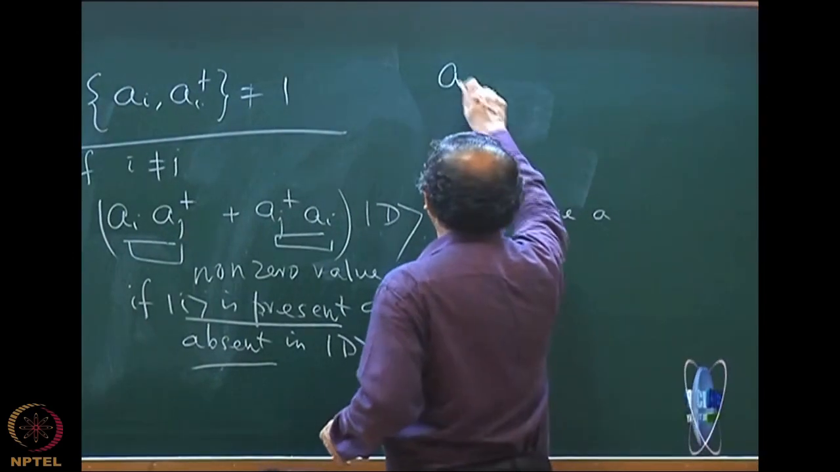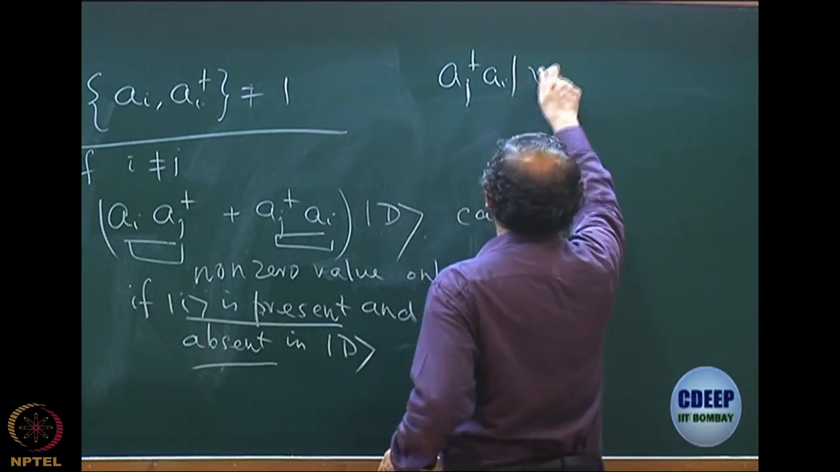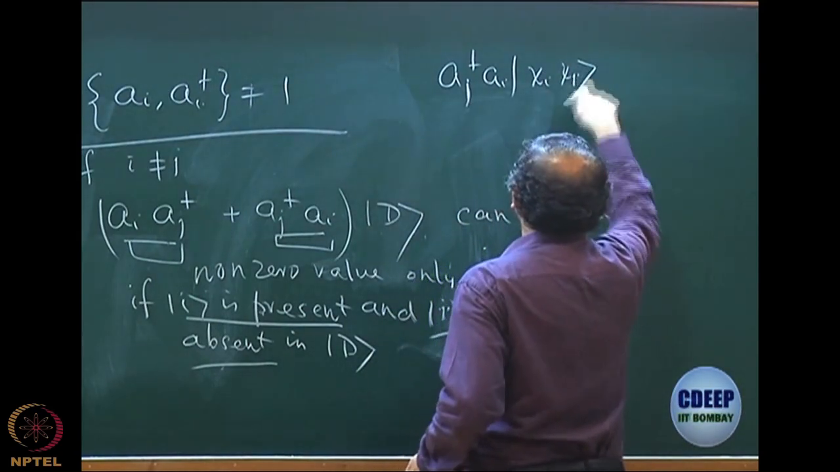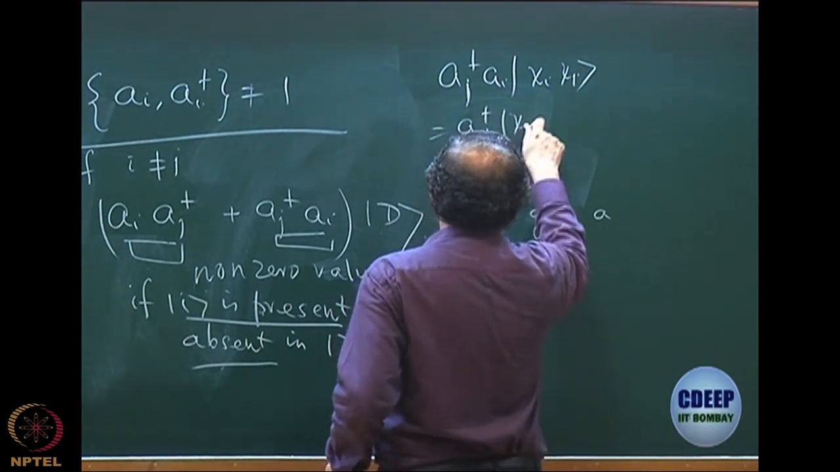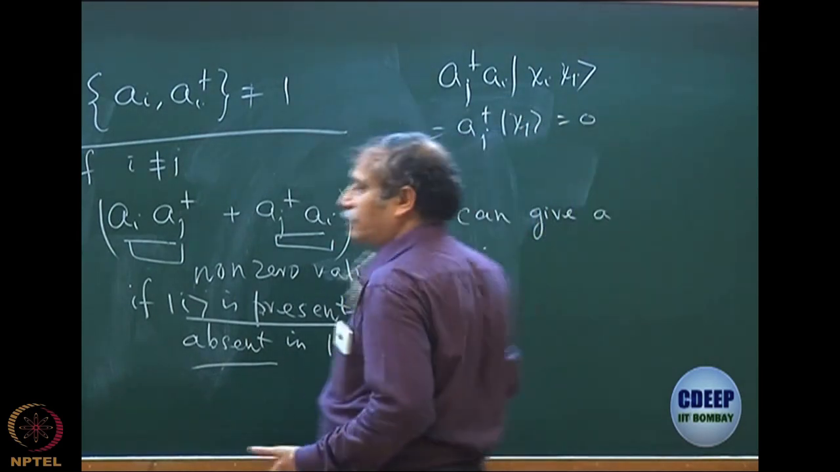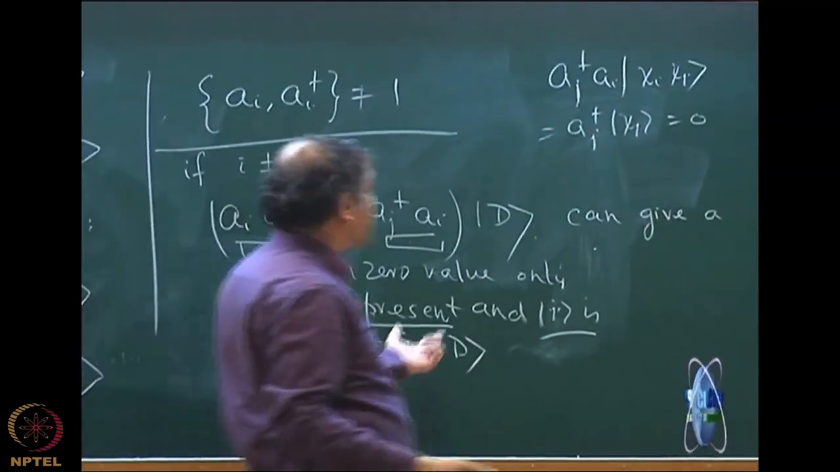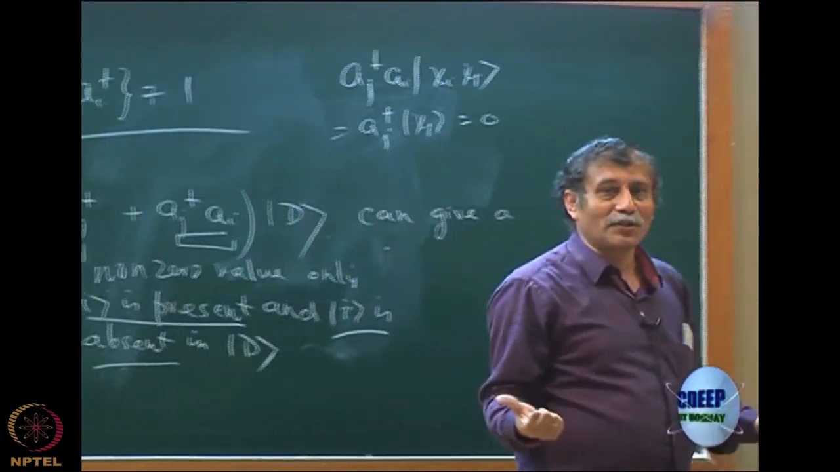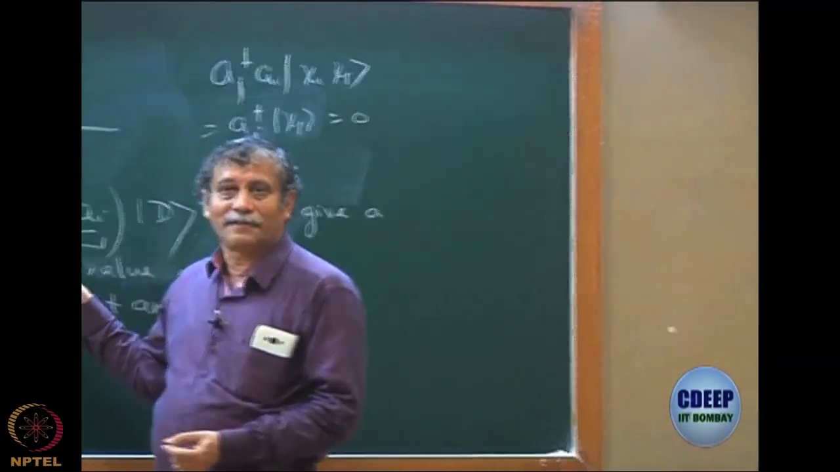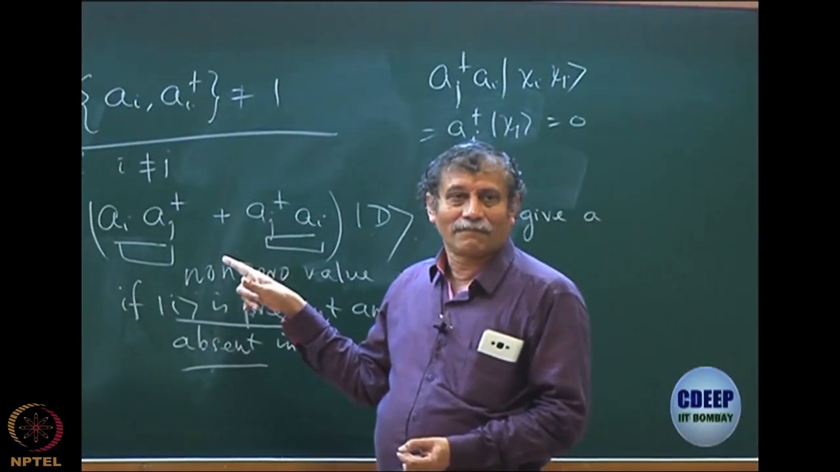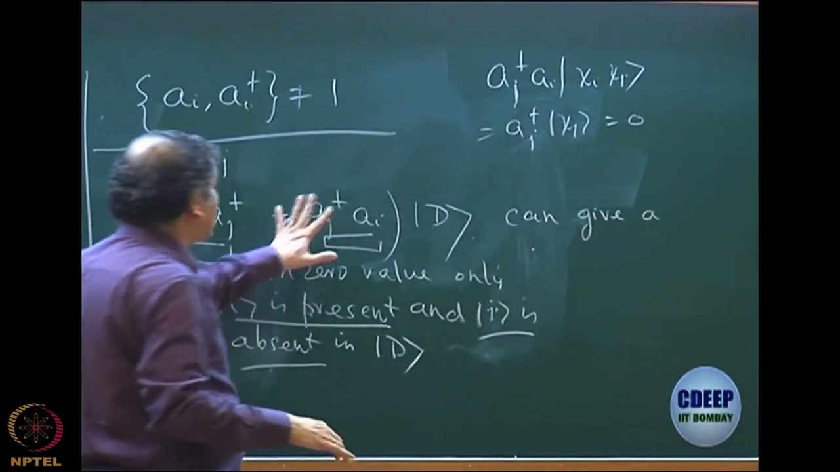You take a determinant AJ dagger AI, both I and J are present. So, let us take chi I chi j. Okay? So, this will act, this will give me AJ dagger chi j. This is 0. See, eventually the string has to act, the product operator has to act. So, it is not a question of this acts and gives you something. After that, what happens? Okay? So, this is the only condition in which this will survive.